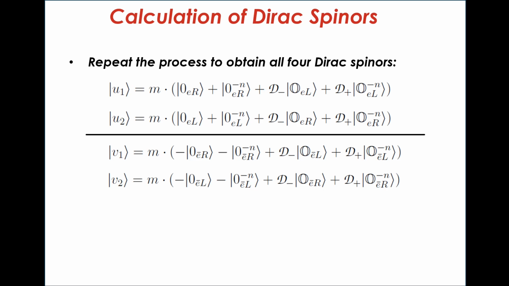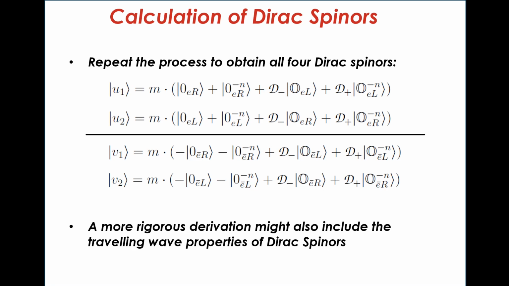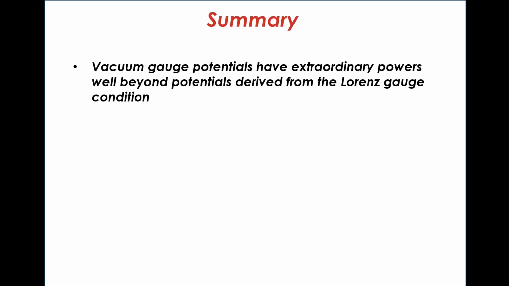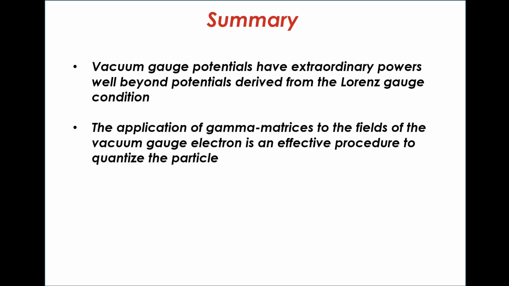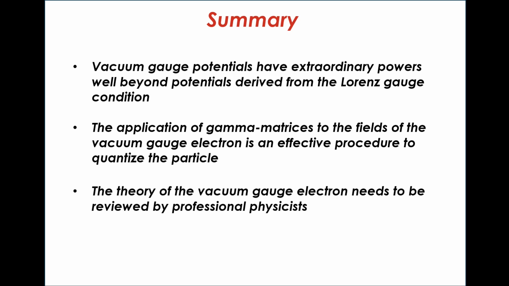A more rigorous derivation might also include the traveling wave properties of Dirac Spinors. To summarize, first, vacuum gauge potentials have extraordinary powers well beyond potentials that are derived from the Lorentz gauge condition. Second, the application of gamma matrices to the fields of the vacuum-gauge-electron, as was done here, is an effective procedure to quantize the particle. And finally, the theory of the vacuum-gauge-electron needs to be reviewed by professional physicists.